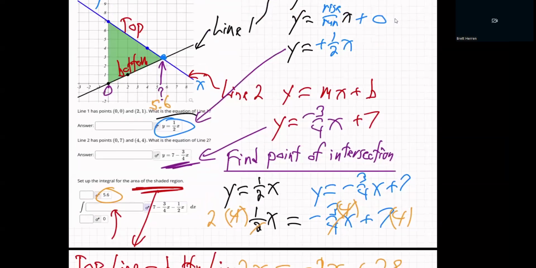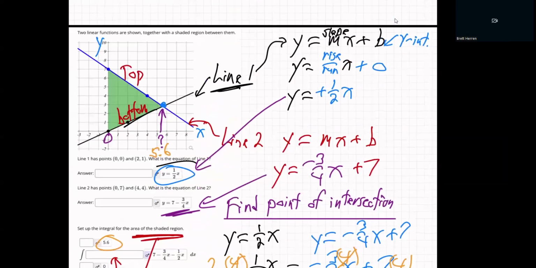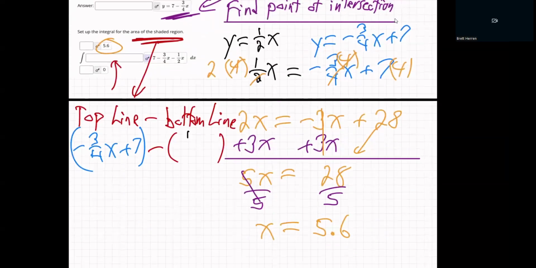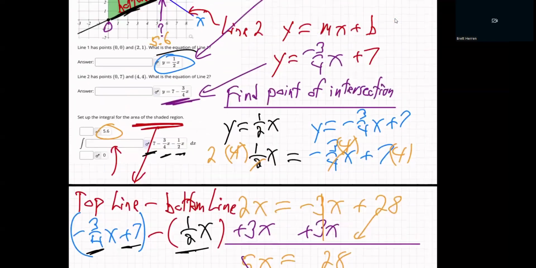The bottom one is line 1, the bottom right there, and that is the half x. So you've got to subtract those. They just typed it in. They put the 7 in the front, minus 3/4 x, right? Minus a half x. And there we go. So that's what you'd have.